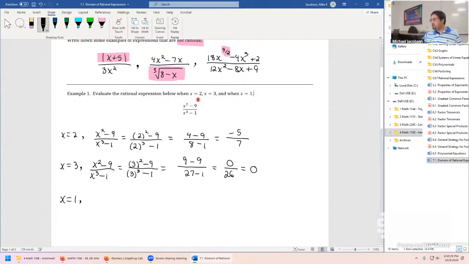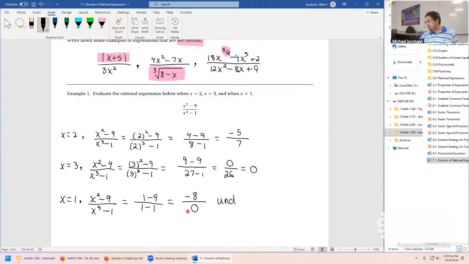When x is 1, this rational expression, x squared minus 9 divided by x cubed minus 1, turns into, we plug a 1 here, so it's 1 minus 9. Plug a 1 down here, this is just 1 minus 1. 1 to the power of 3 is still just a 1. But that means this time we have -8 divided by 0. And this is fundamentally different from before. This is undefined. Division by 0 is not allowed.